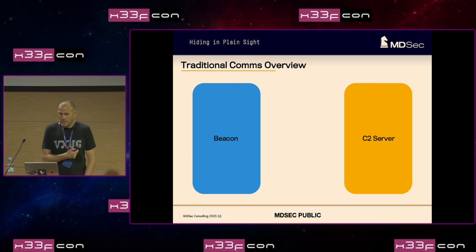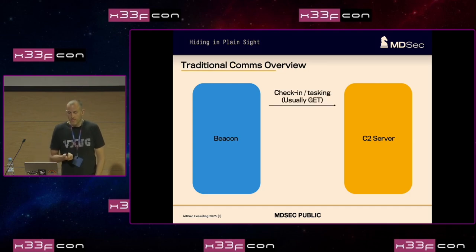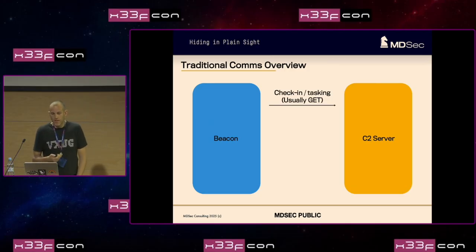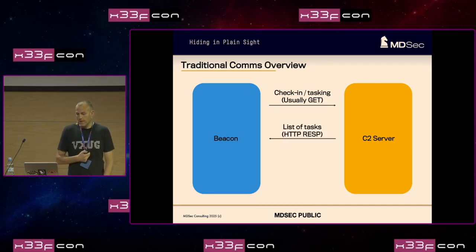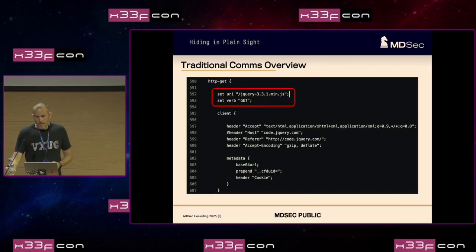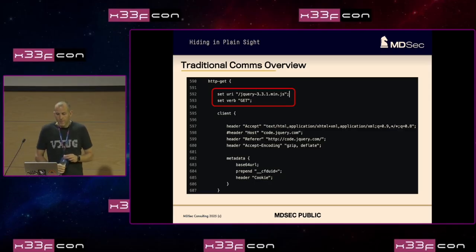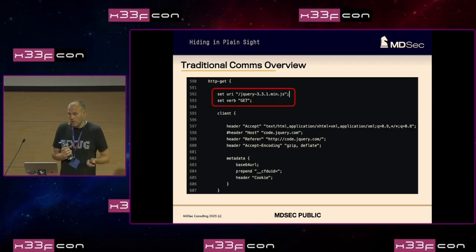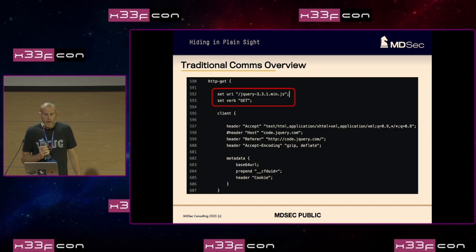Typically the way it works is the beacon will make a request, usually an HTTP GET. That's the beacon's heartbeat as well, telling the C2 server that it's still there. The server will respond with a list of tasks to complete. The beacon will go off and do them, and then send the results of those tasks to the C2 server. Pretty standard. The tasking behavior is then usually configurable within the beacon. This one's taken from Cobalt, and essentially it allows the operator to build how they want the HTTP request to look.